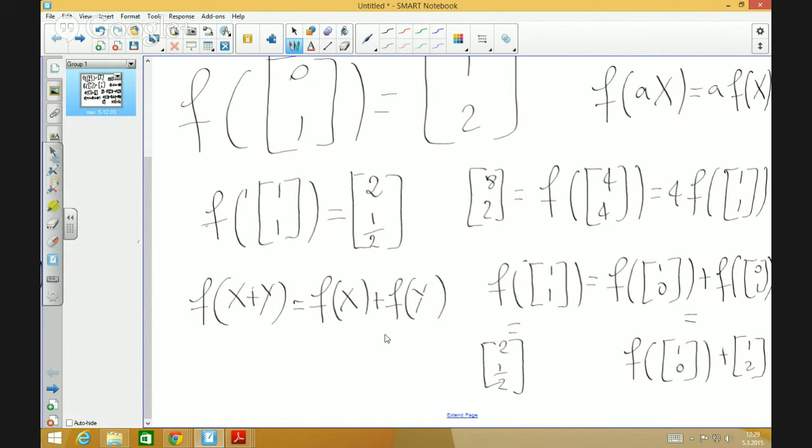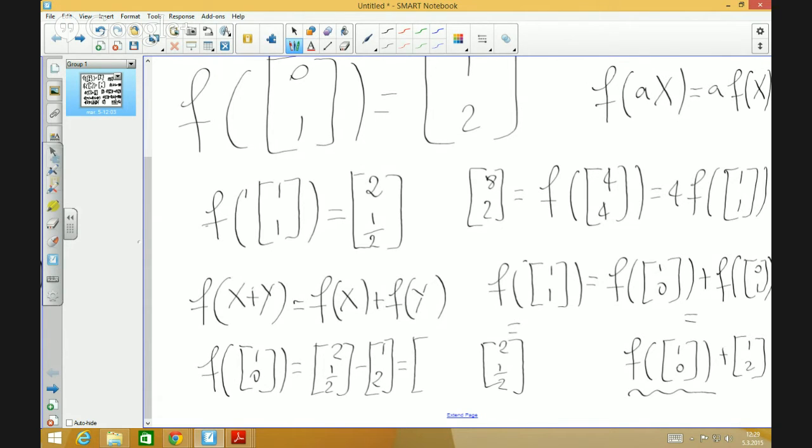So all we need to do to figure out what f of (1, 0) is, is to subtract the vector (1, 2) from both sides. So f of (1, 0) is nothing but (2, 1/2) minus (1, 2). And that's (1, minus 3/2).